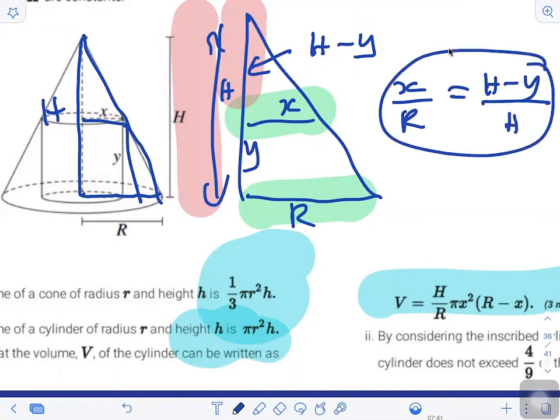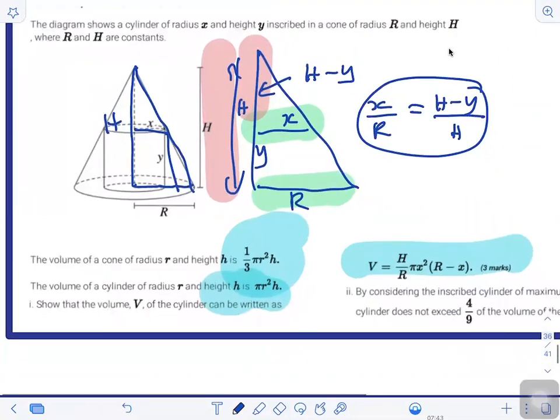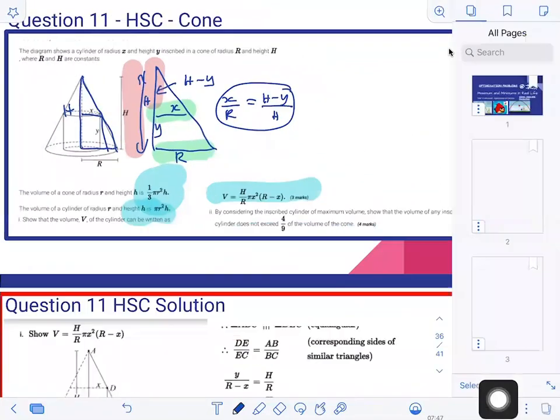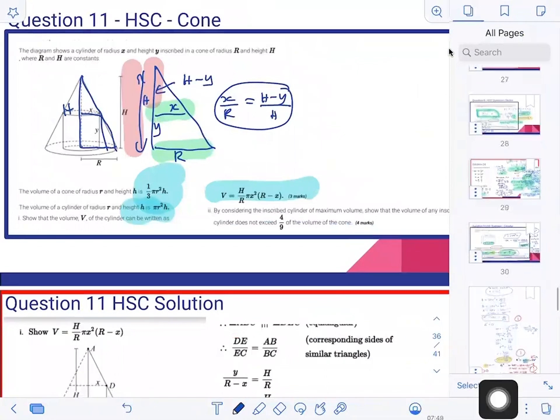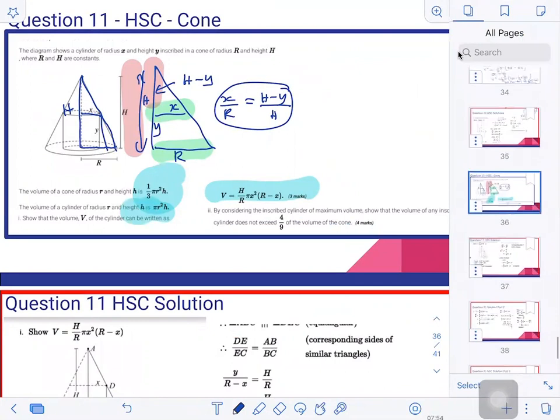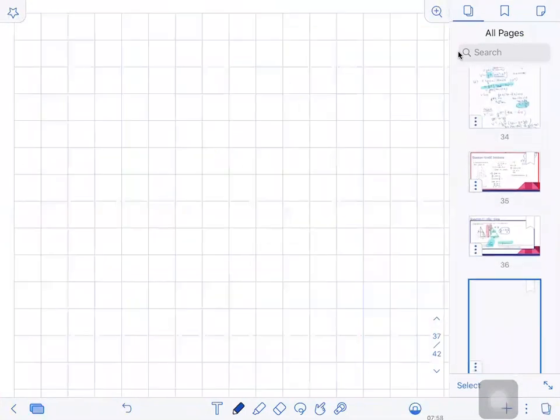Now, I don't know how we're going to use this yet, but I'm just going to have a quick look. Okay. All right, so where are we with this? Which one is it? It's the question here. Just going to add a page in.